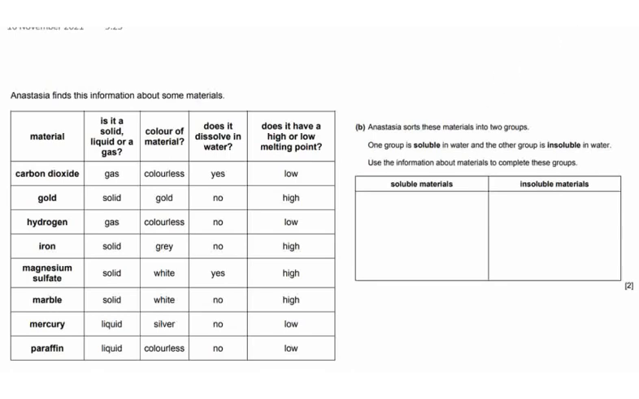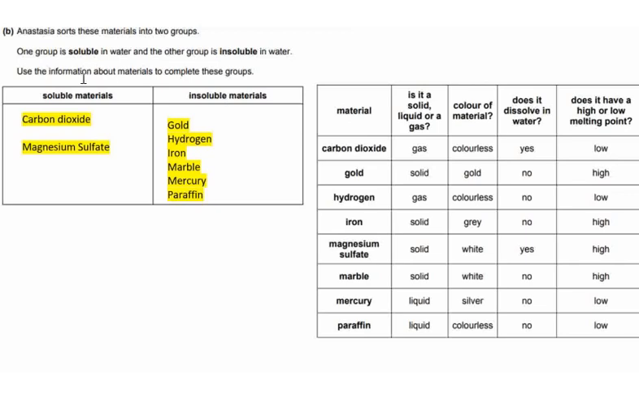Let's go and see the answer. Well, the answer is soluble materials: carbon dioxide and magnesium sulfate. We can see here from the table, carbon dioxide and magnesium sulfate both dissolve in water, yes and yes, while the rest are insoluble materials: gold, hydrogen, iron, marble, mercury, paraffin. We can see that they all have no, no, no, no, no, no. I mean, they do not dissolve in water. Let's move on to the next question.